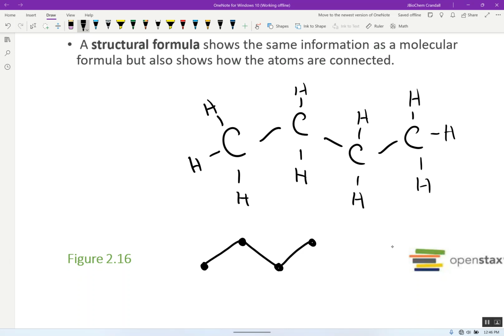Yes? You don't include hydrogens on a line formula. So how do you know that it's butane if you only get the carbons? Because when you have a line formula, the only thing you don't show are hydrogens. So you know how many hydrogens there are.